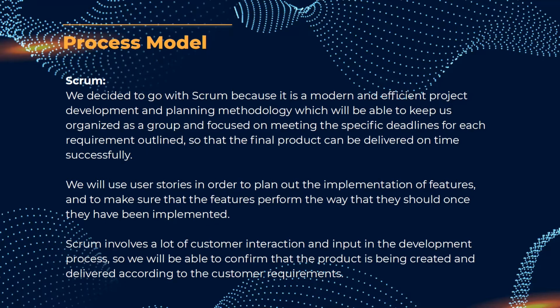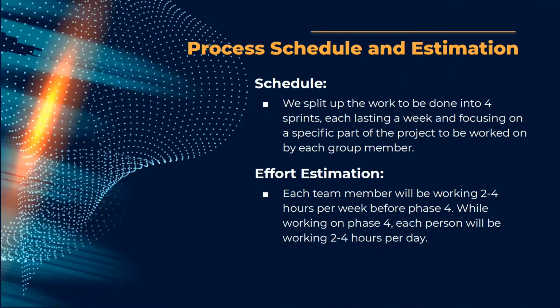We use user stories in order to plan out the implementation of these features and make sure that the features perform the way they should once it's implemented. Scrum involves a lot of interaction and input with the development process. We're able to confirm that the product is being created and delivered according to the customer's requirements.